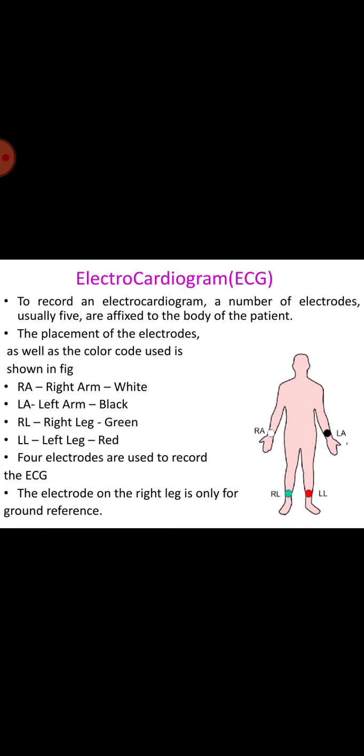The band on the right arm is white, whereas the band on the left arm is black, and so on. 4 electrodes are used to record the ECG, and the electrode on the right leg is used as a reference electrode. Each electrode has a separate color, which is used to identify the placement of the electrodes.